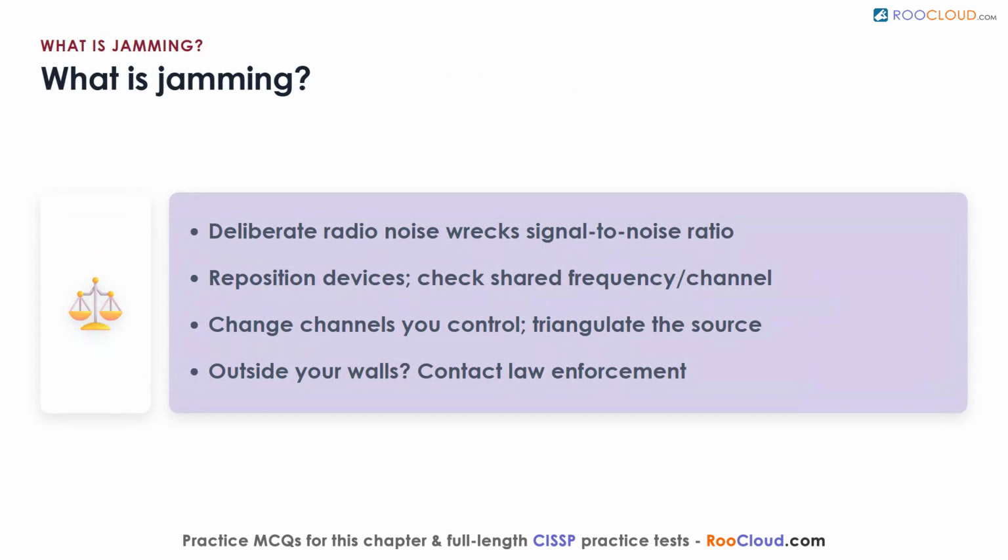What is jamming, and how do you respond? It is deliberate radio noise meant to drown out communication. By flooding the airwaves and wrecking the ratio of signal to noise, jamming interferes with or fully blocks a network. Your first moves are practical. Reposition devices, check whether something is simply sharing your frequency or channel, and change the channel on gear you control. If it is a genuine attack, try to triangulate the source. And if it originates outside your walls, bring in law enforcement. Think of someone blasting an air horn in a quiet meeting so no one can be heard.